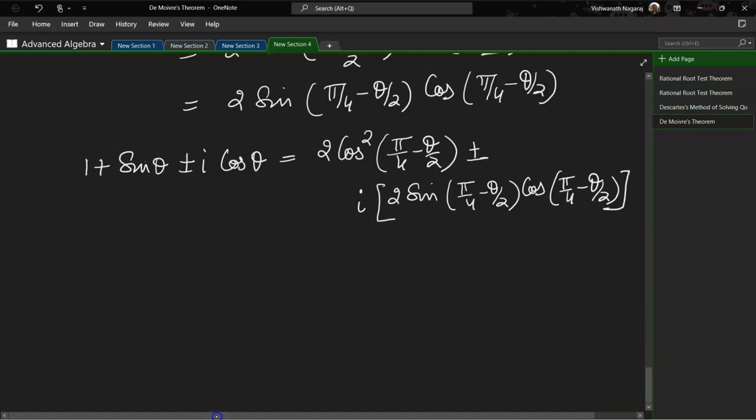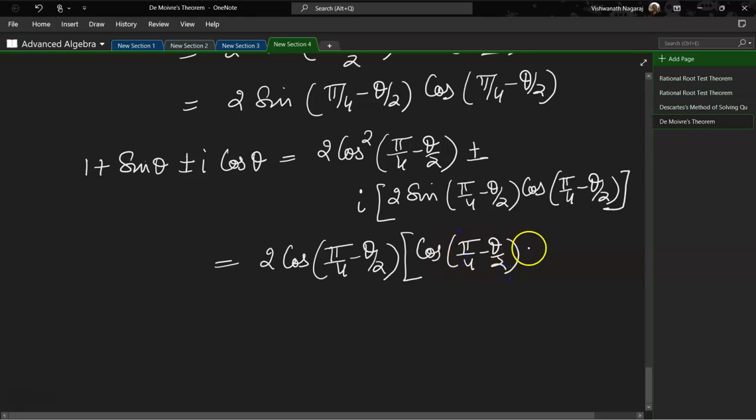Okay, so now what do I do? Let's look at this. Can we simplify this? Here we have cos (pi by 4 minus theta by 2). Here also we have. So let's take it common out. Both of them also have 2. So 2 cos (pi by 4 minus theta by 2) times (cos (pi by 4 minus theta by 2) plus or minus I sin (pi by 4 minus theta by 2)).